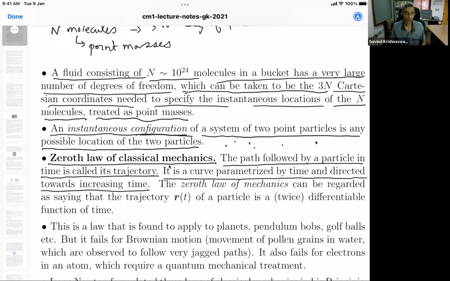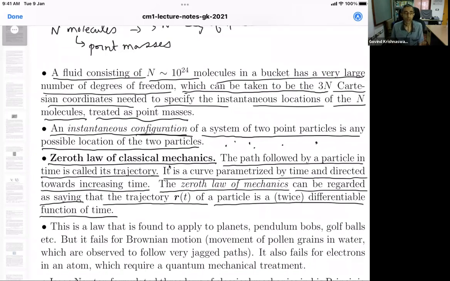Now, there is a very basic assumption in Newtonian mechanics that is often not stated, but I will say it explicitly here so that we are aware of it. I will call it the zeroth law of mechanics. The zeroth law of mechanics can be regarded as saying that the trajectory r of t of a particle is a twice differentiable function of time. This is a basic assumption that is going into Newtonian mechanics.